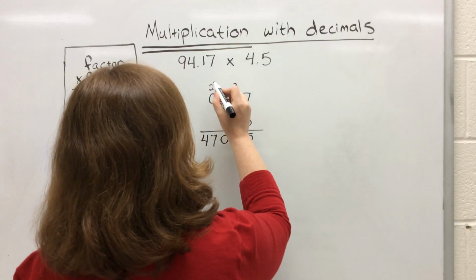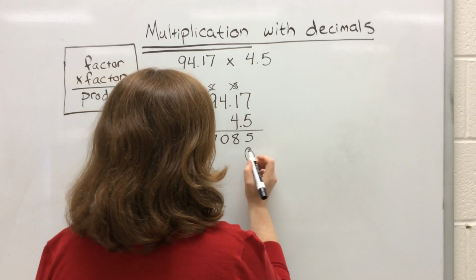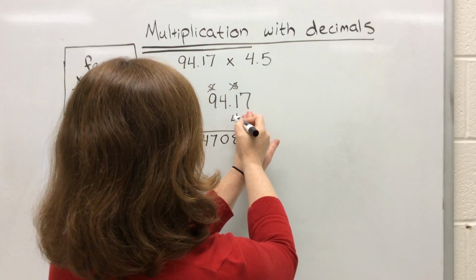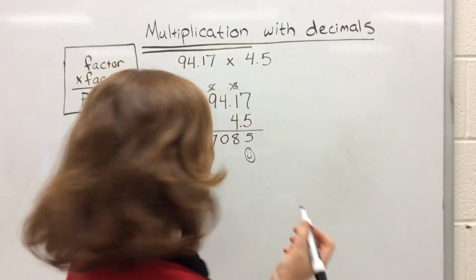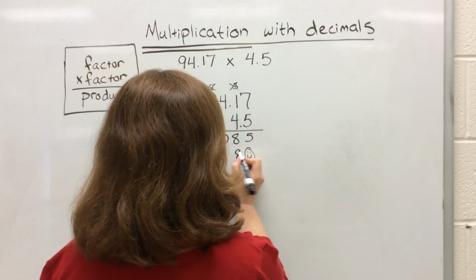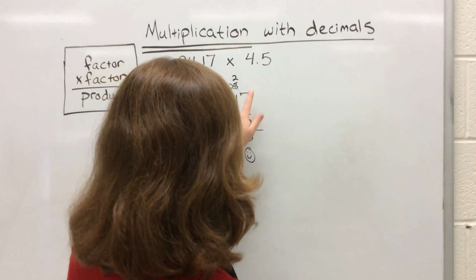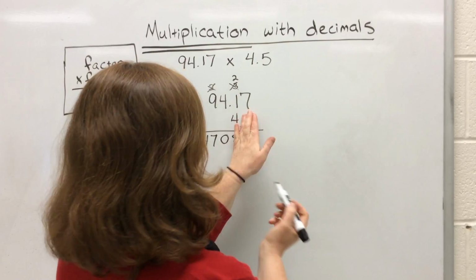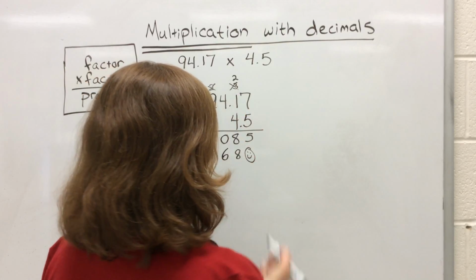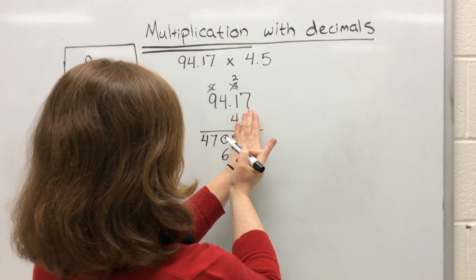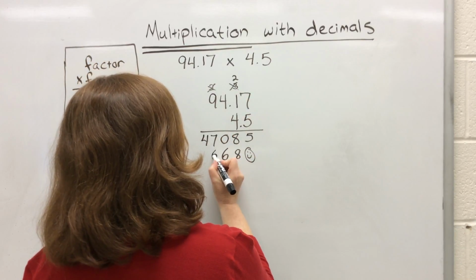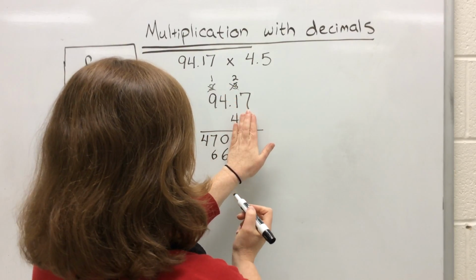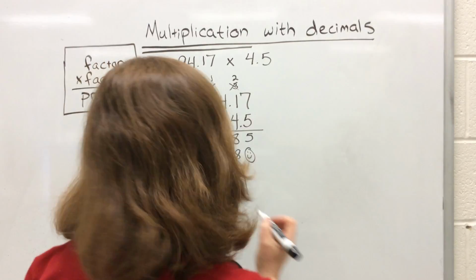Now I can straighten up. Clean the house, make Mama happy, or put 0 the hero in to hold my place. Now ignoring the 5, 4 times 7 is 28. My 8 from my 28 goes here, and my 2 from my 28 goes over the next digit to the left. 4 times 1 is 4, plus 2 more is 6. 4 times 4 is 16 with nothing else to add. And 4 times 9 is 36, plus 1 more is 37.